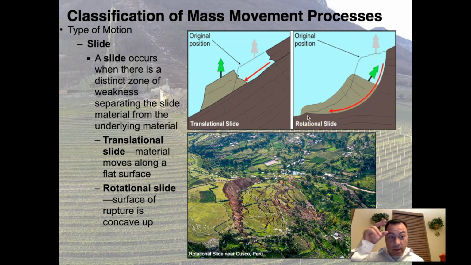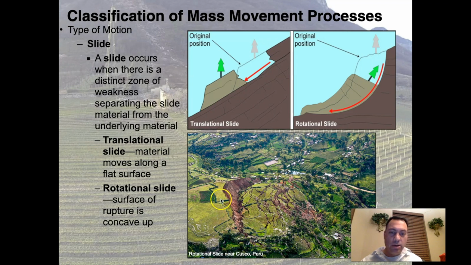This is actually a lot more common than I think people realize. And the surface rupture tends to be concave up. In other words, it comes out here to the point where there's this end that comes out of the ground. So this goes into the ground, this comes out of the ground. It rotates in and out. This is called the toe. This is called the head of the slide right here. And that's called a rotational slide.